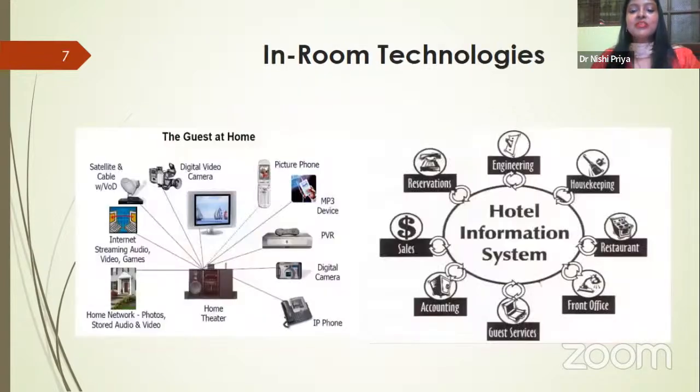I have a small photograph of the hotel department as well, the in-room technologies which we are looking at in hotels. In hotel rooms, what we have in general. These are the details of the equipment shown in the photograph.